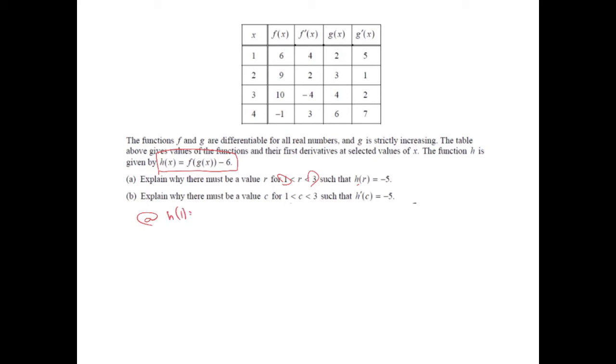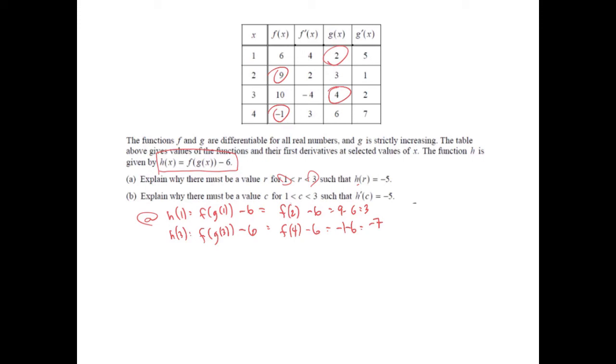So if I were to find h of 1, h of 1 would be plug in 1 for the x. And then I can use the chart to find out what this value is. So g of 1 is 2. And then f of 2 is 9. So h of 1 is 3. I'm going to do the same thing for 3. Plug in 3. g of 3 is 4, and f of 4 is -1. So h of 3 is -7.